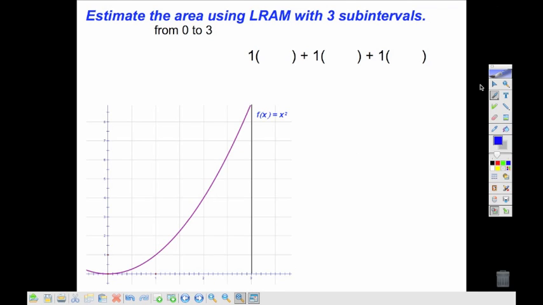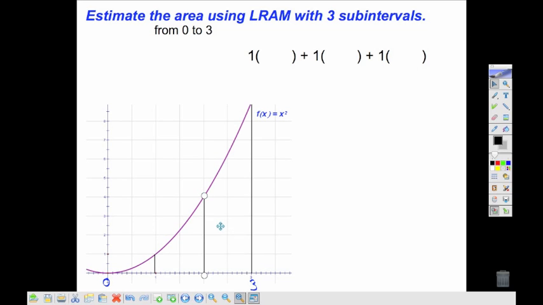Okay, in this problem I want to find the area under this curve. We're actually going to estimate it, and we're going to start using the left rectangular approximation method. We're going from 0 to 3. So starting here on the left, 0, on the right, 3. And what we'll do first, after we graph this, we'll look at where these intervals should be. So since there's 3 intervals, they would be at 1, 2, and 3.